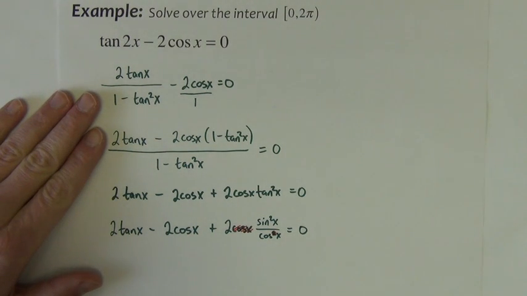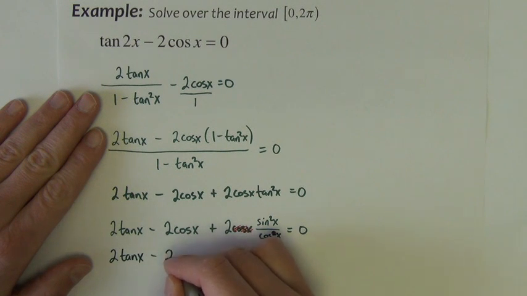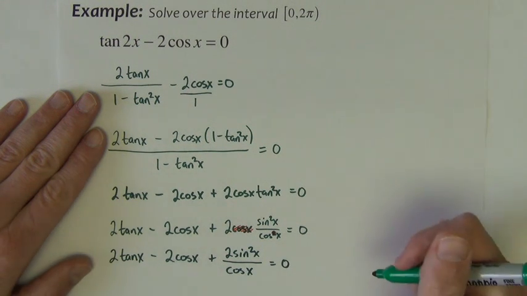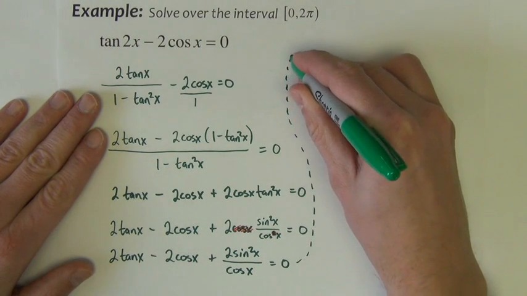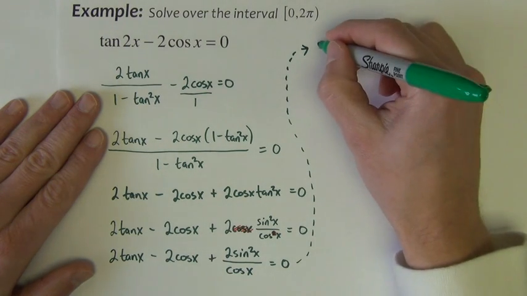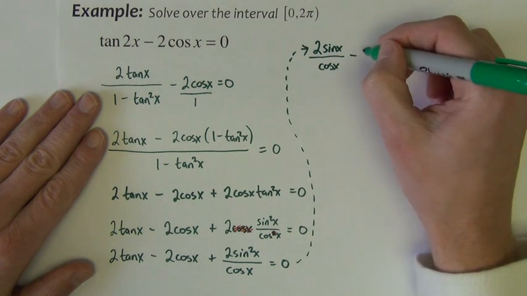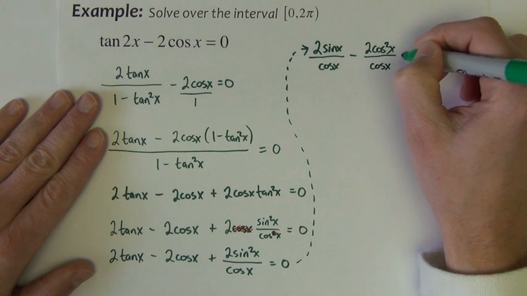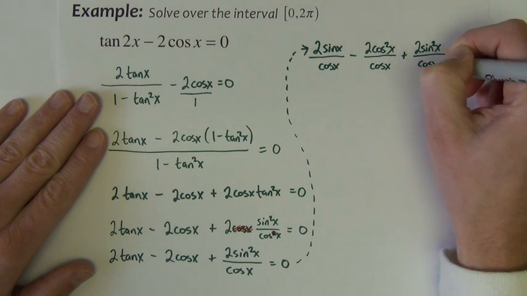Okay, so now we've got 2 tan x minus 2 cosine x plus 2 sine squared x over cosine x equals 0. Okay, I think we're going to need to go up here, keep solving. That first term, 2 tangent, is the same as 2 sine x over cosine x. The middle term, 2 cosine x, is the same as 2 cosine squared x over cosine x, plus the last term is 2 sine squared x over cosine x equals 0.